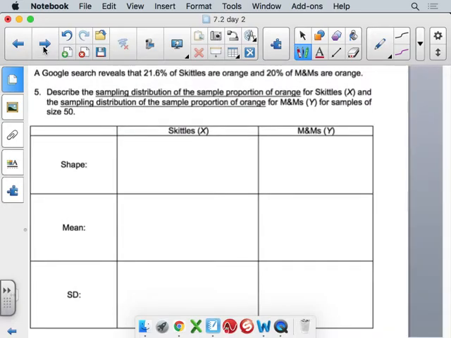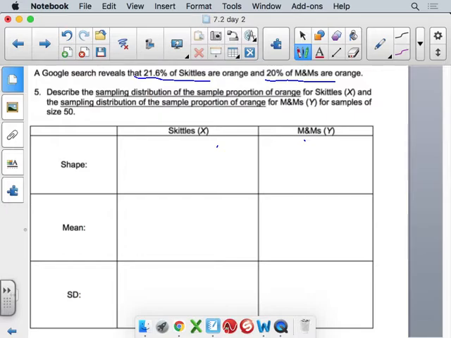Okay, so let's actually get the true numbers here. At least in the past, a Google search revealed that 21.6% of Skittles are orange and 20% of M&Ms are orange. So that's what each of those companies are claiming the average is on those. Average proportion, percentage. All right, so let's find shape, mean, and standard deviation. So what do we think the shape is? Let's do it for Skittles, and then we're going to do it for M&Ms.